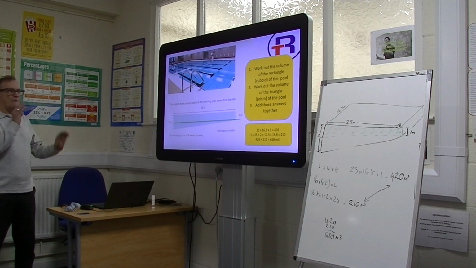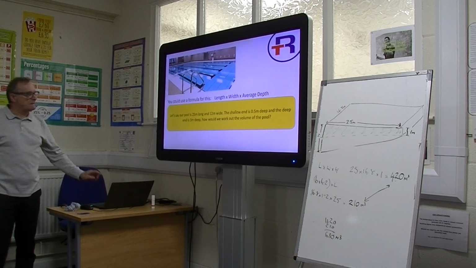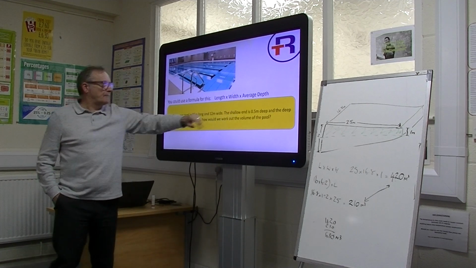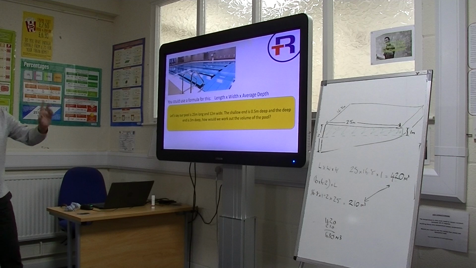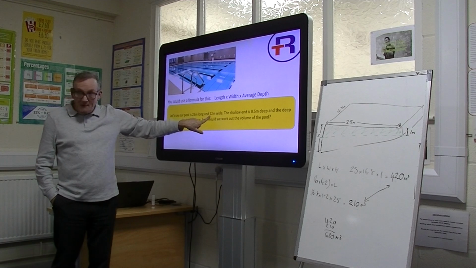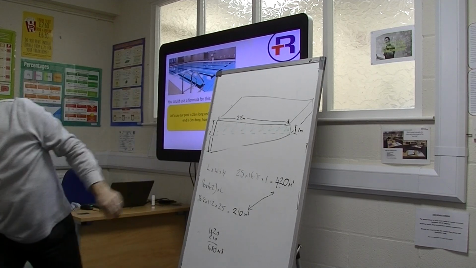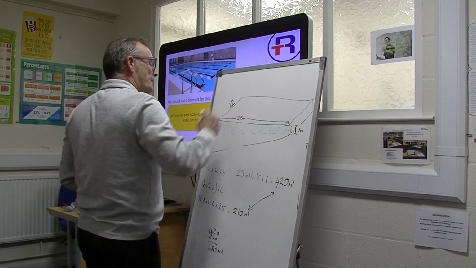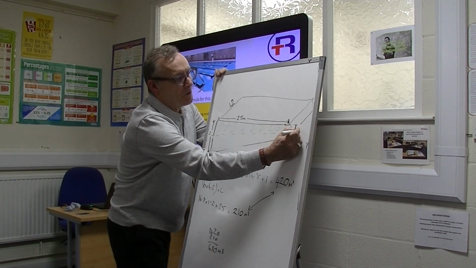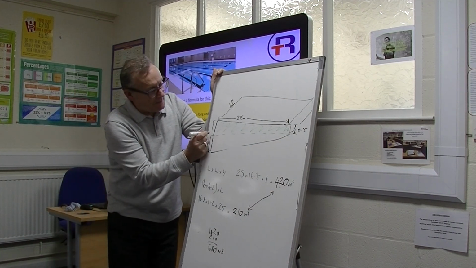There's also an easier way to work that out, but it's a little formula that you've got to remember, and it's this. Length times width times average depth. So let's say, different swimming pool, 25 metres long, 12 metres wide, so instead of 16.8 there, it's going to be 12. The shallow end is 0.5, so instead of that being a metre, it's 0.5. And the deep end is 3 metres, so instead of that being 2, it's 3 metres.